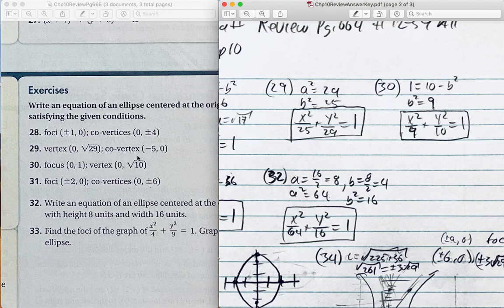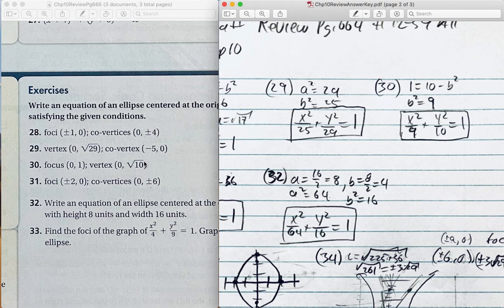For 29, we have a vertex of square root of 29, so that's our A, and we have a covertex of negative 5, so negative 5 squared would be 25. So our vertex is 29, our covertex is 5. Since the vertex is at 0, square root of 29, that tells me that it's going to be a vertical ellipse. So the 29 goes under the y squared. So it's going to be x squared over 25 plus y squared over 29 equals 1.